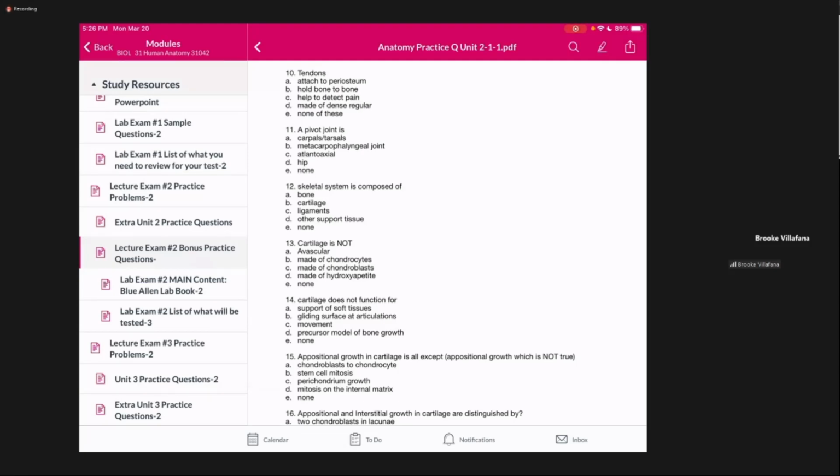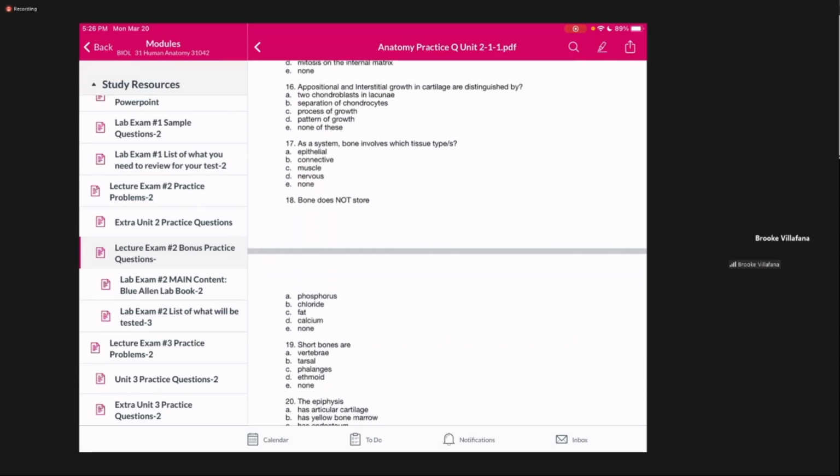Oh, no, okay. 15, we know that the answer there would be D, because appositional growth in cartilage happens on the outside. So interstitial growth in cartilage is on the inside with the newest stem cell mitosis of the chondroblast to chondrocyte, which is the process we went over, right? That process happens in interstitial at the internal matrix. If it's appositional, it's happening at the perichondrium. So appositional growth in cartilage happens at the perichondrium or the outer limit. The interstitial is at the internal matrix at the inside. All right, so 16, appositional and interstitial growth in cartilage are distinguished by which of these?